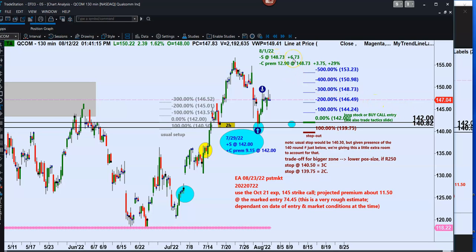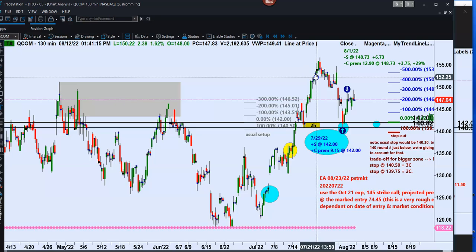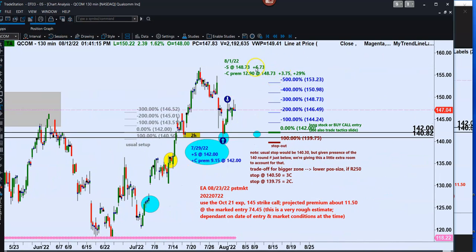So of course, that's a $6.73 move on the stock. Obviously, for every 100 shares that you bought, you would have been up $673 on the gain where we got out. And for every call contract that you bought, you would have been up $375. Obviously, the 375 is a lot less than 673.